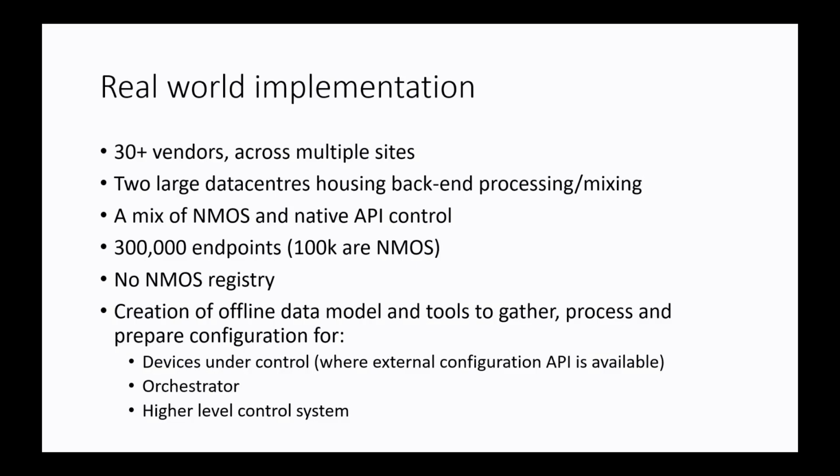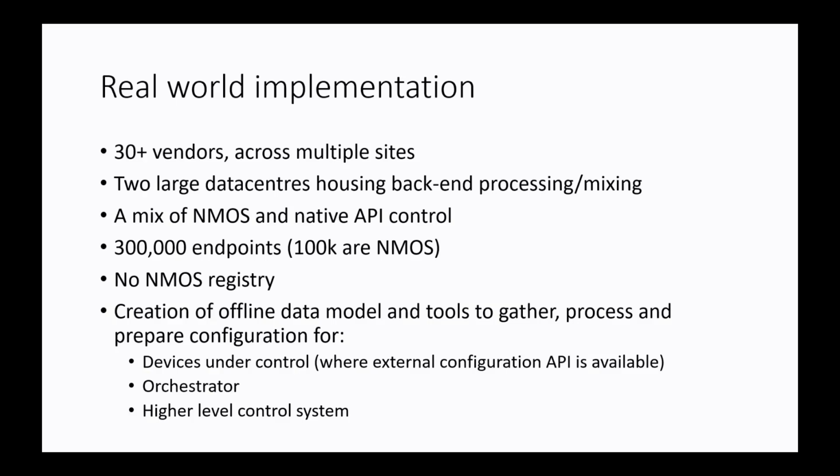As I said, I'm going to talk about a real-world implementation. We've got 30+ vendors across multiple sites, 2 large data centers housing the back-end processing, a mixture of NMOS and native API control, and some 300,000 senders and receivers combined. A third of those are NMOS. That's quite good. From the previous project I did, where we had 4 devices that were NMOS, as in 4 instances of one thing sitting in an MCR. So you know, we've achieved a lot with NMOS.